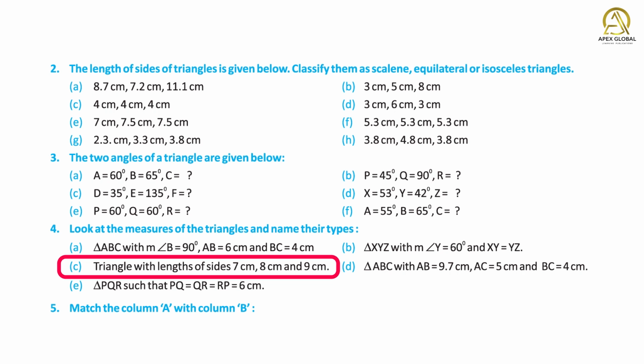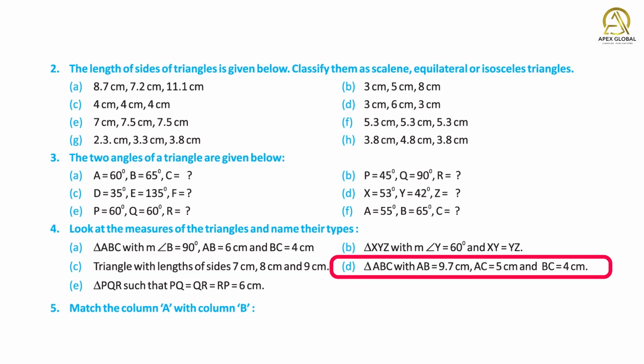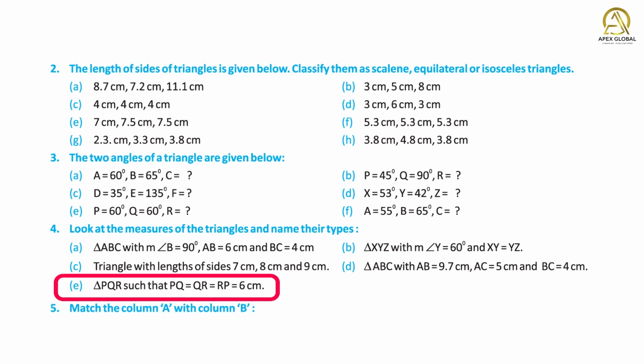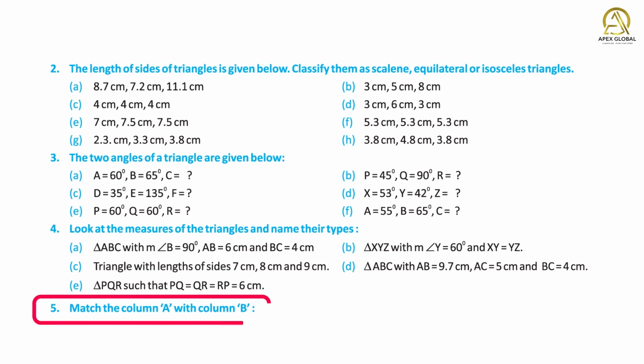C. Triangle with length of side 7 cm, 8 cm and 9 cm. Solution. Scalene triangle. D. Triangle ABC with AB equals 9.7 cm, AC equals 5 cm and BC equals 4 cm. Solution. Scalene triangle. E. Triangle PQR such that PQ equals QR equals RP equals 6 cm. Solution. Equilateral triangle. Question 5. Match the column A with column B.